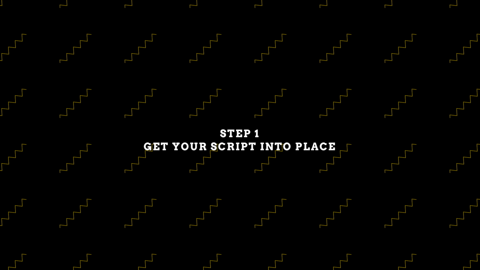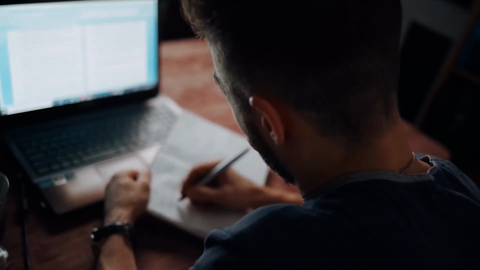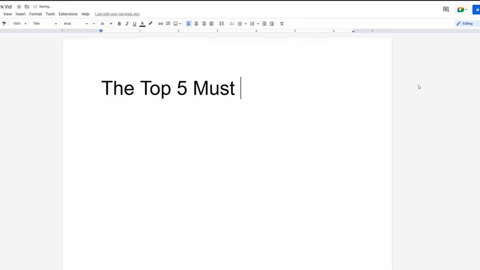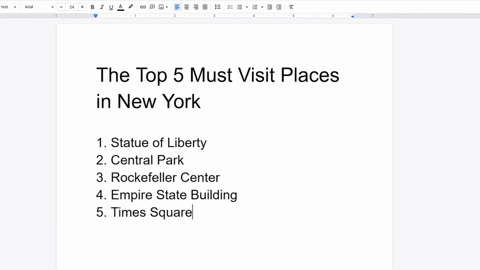Step number 1 is getting your script in place so that InVideo can turn this script into a video. The format I'd recommend for the script looks something like this. On the very top you have your heading. Let's just say you're creating a video on the top 5 must-visit places in New York. Add your heading and then add your 5 destinations. Now I simply googled this and came up with these 5 places.